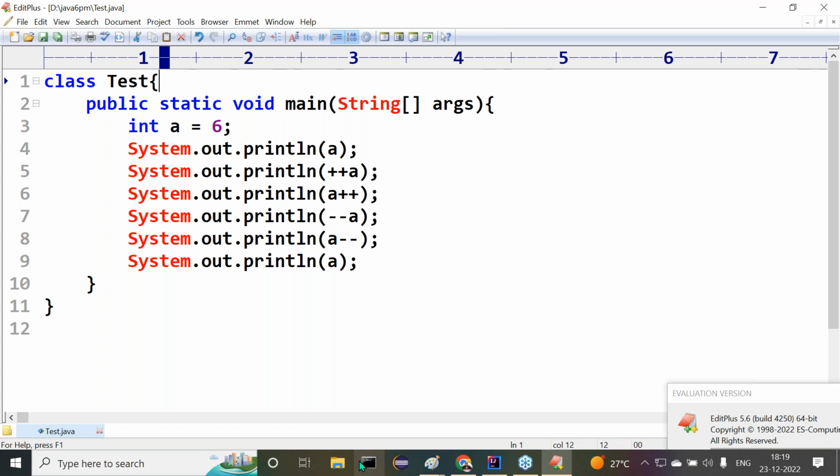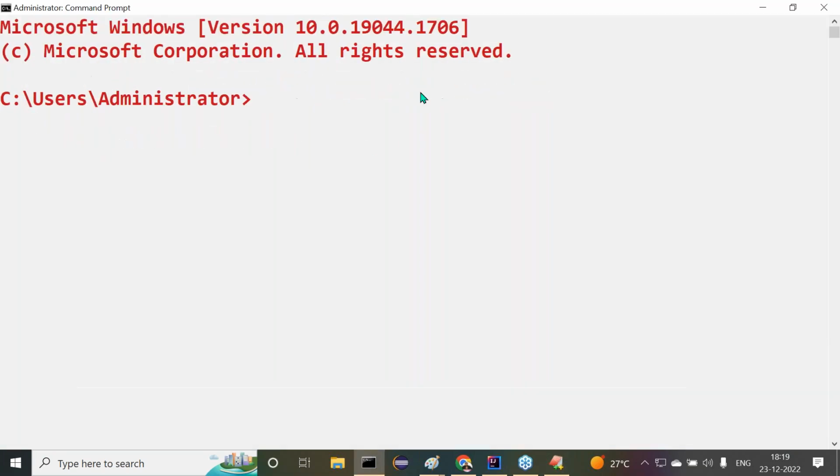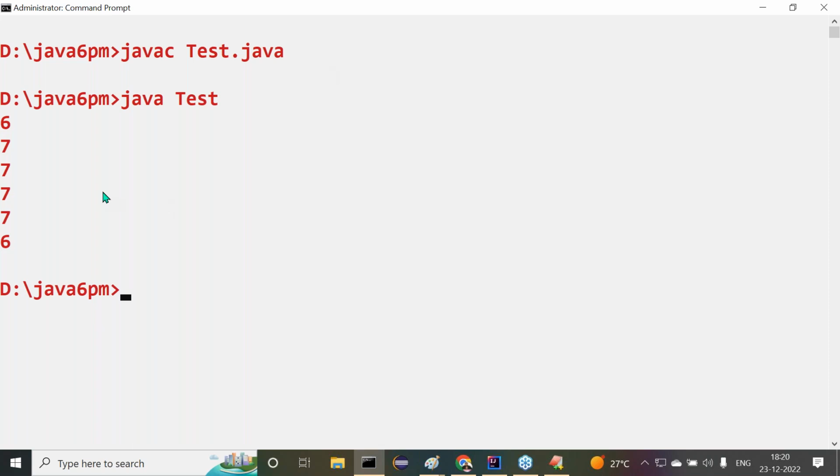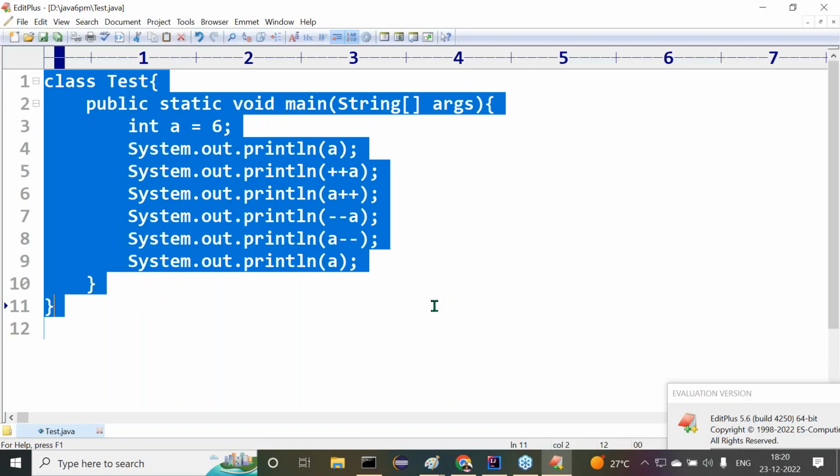Now let me compile and execute this so that you are able to get some clarity. cd java, then javac Test.java, compiled successfully, java Test. The output we are getting is 6 4 7 6. Now we are getting this output. It's okay, but how we are getting this output, that we have to calculate.